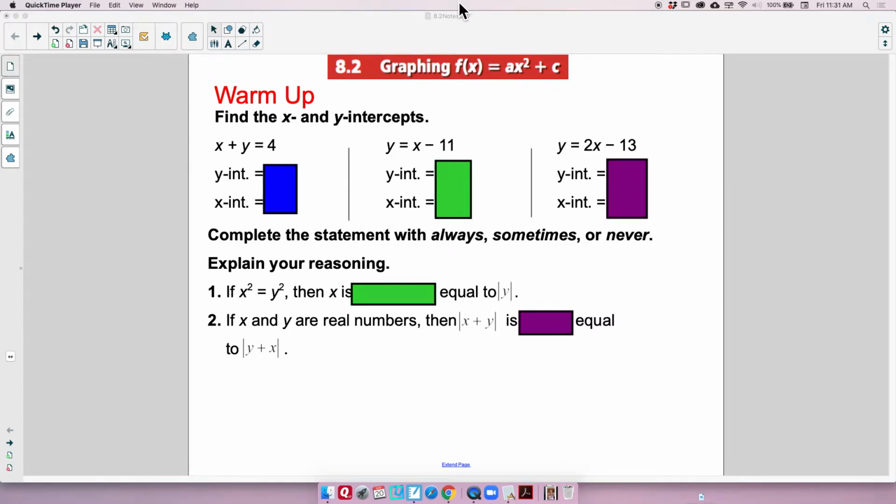Okay, so here we go with 8.2, graphing f of x equals ax squared, and then the new part is plus c. So just adding a plus c. In 8.1, we already graphed f of x equals ax squared. Okay, so go ahead and, again, same thing here. Try to do these on your own, and then pause the video, do them, and then come back and watch me uncover and go over it. Okay, so go ahead and try the warm-up.